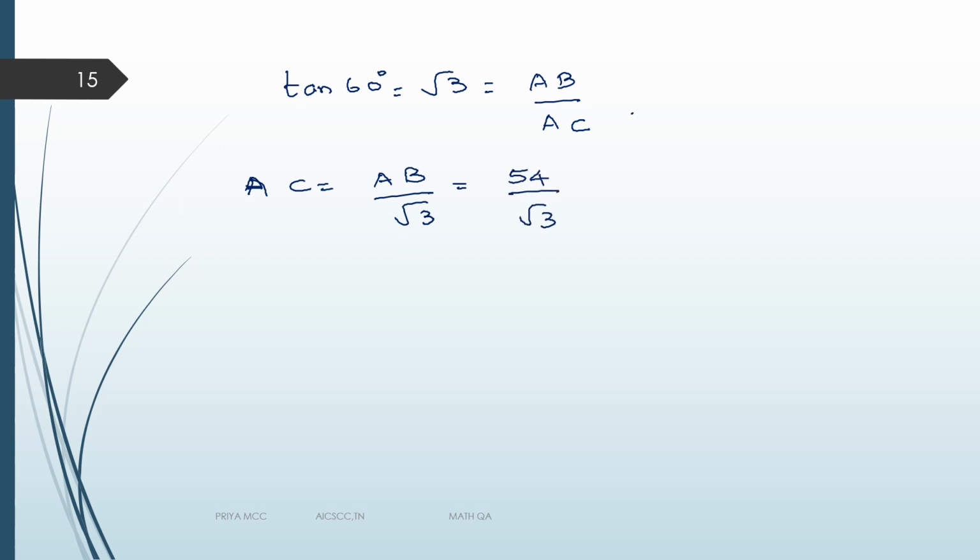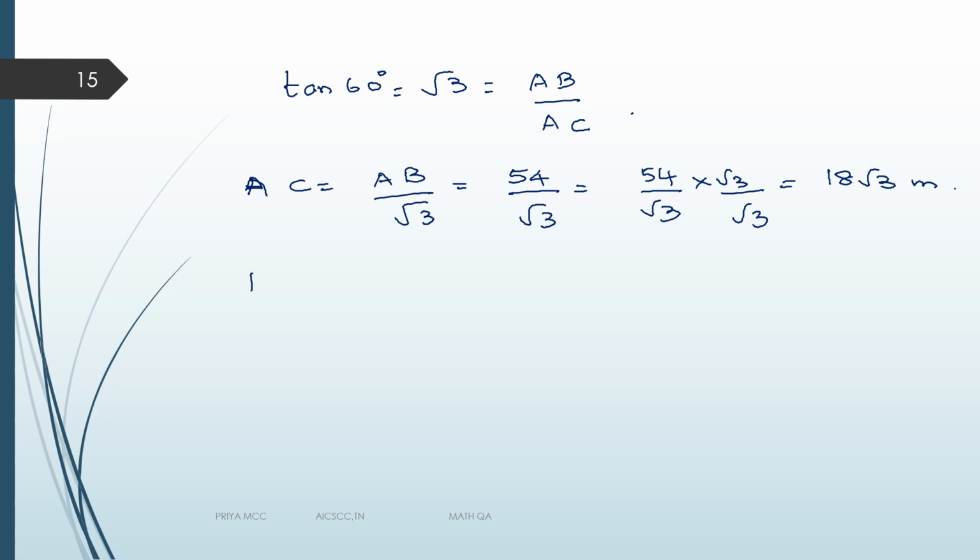Tan 60 is root 3, which is AB by AC, correct? Now, so AC will be equal to AB by root 3, which is 54 divided by root 3. AB is already given, which I can write as 54 by root 3 into root 3 by root 3. I don't want root 3 in the denominator. So this is 54 by 3 or 18 root 3 meter. This is easier to evaluate.